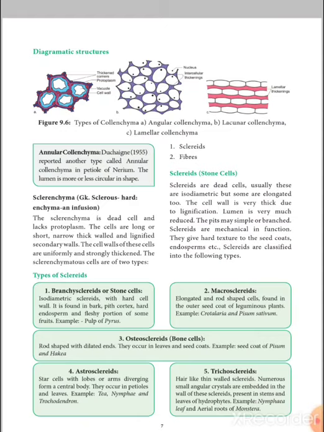The third one is the osteosclereids, bone cells, rod-shaped with dilated ends. They occur in leaves and seed coats, for example, seed coat of Pisum and Hevea. Astrosclereids, star cells with lobes or arms diverging from a central body. They occur in petioles and leaves, for example, tea, Nymphaea, and Trochodendron.